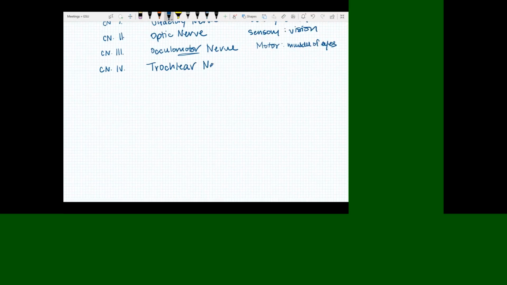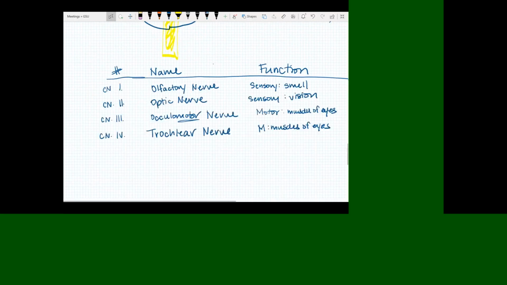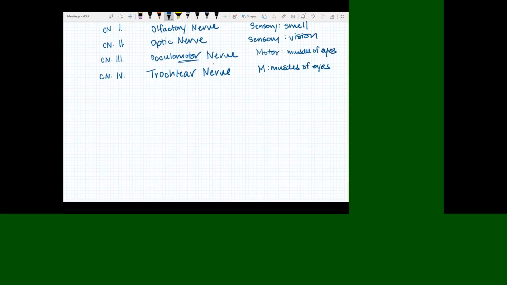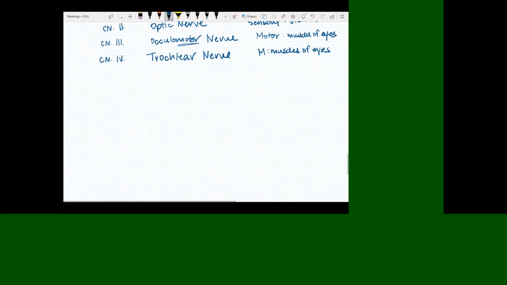So the trochlear nerve is also going to be similar to the third one in that it is motor. So I'm just going to do an M. And this is also the muscles of the eyes. So your eyes have 6 pairs of muscles. So this is a 1 pair and 2 pair of muscles of the eyes. So there is one outstanding movement of the eyes that we need to talk about.